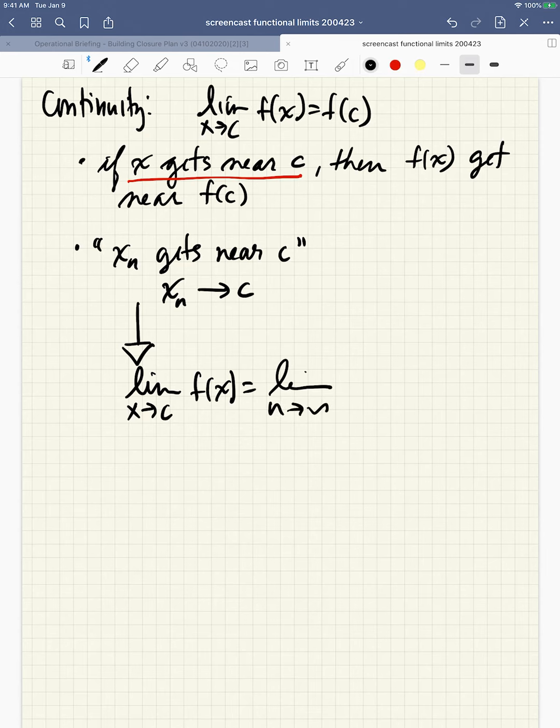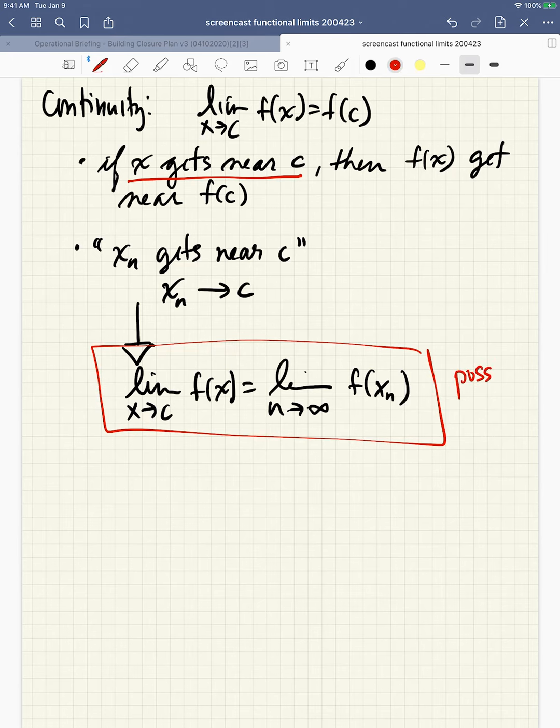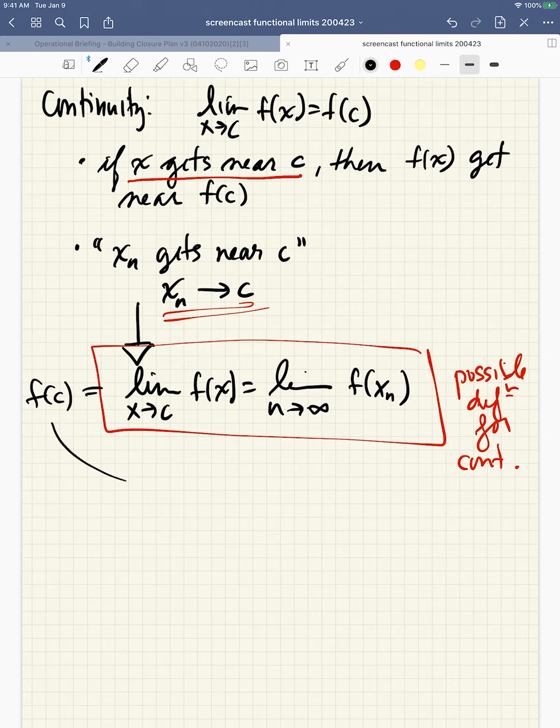The limit as n goes to infinity of f of xn. Oh, yeah, so maybe this is a possible definition for continuity? Right, so if we have a sequence that converges to c, maybe we can say our function's continuous at c if f of c equals this. So that's a natural thing to do, and that's what mathematicians did try to do historically.